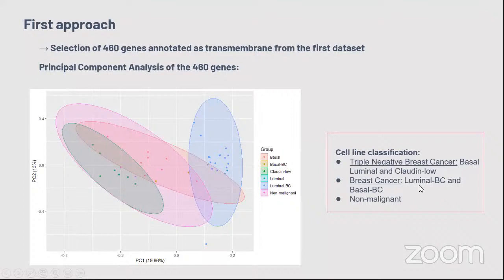And well, it's important to mention that the luminal BC and basal BC are normal breast cancer. They are not triple negative breast cancer. And the other ones are triple negative breast cancer and non-malignant.